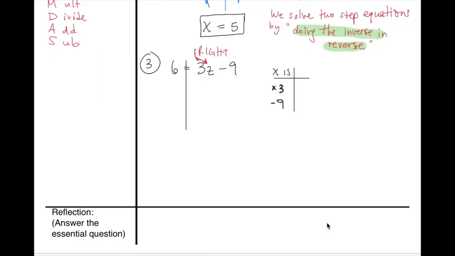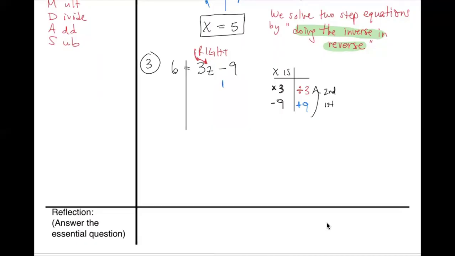How do we solve two-step equations? We do the inverse in reverse. So inverse of minus 9 is plus 9. Inverse of times by 3 is to divide by 3. So I'm going to do the inverse in reverse. I'm going to do plus 9 first, and then divide by 3 second.